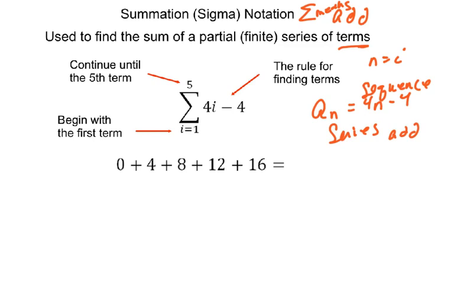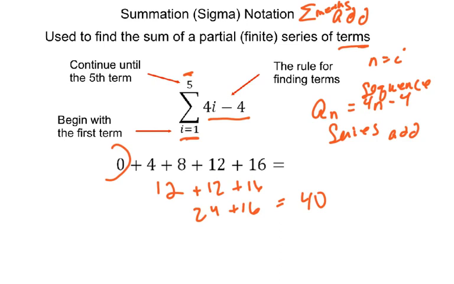So what this particular notation is telling us is that we are going to add, that's what the sigma notation means, and then we have i equals 1 below, which means from the first term up to the fifth term, and how we get those is by plugging into our rule for 4i minus 4. So for our first position, we have 4 times 1 minus 4, which is 0. And then we do the second term, 4 times 2 is 8 minus 4, which is 4. And so then the series is adding all of these up. So 12 plus 12 plus 16, so 24 plus 16 gives us 40. So that would be the sum of the series.